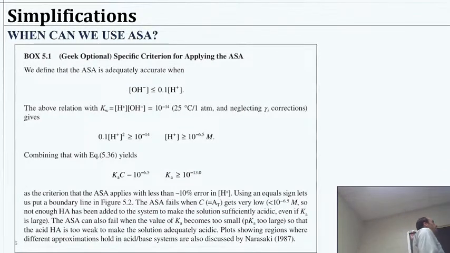When can we use it? Well, if we really want to go geek mode here, a good definition is as long as we are not making more than 10% of an error. And the way to define that is to say, if OH minus is at most 10% of H plus. So if we take OH minus and say it's smaller than or equal to 0.1 of H plus, then we're okay. That's a pretty good definition.